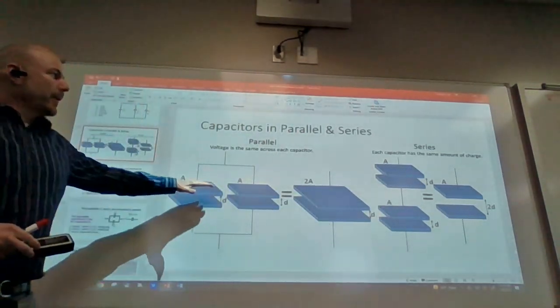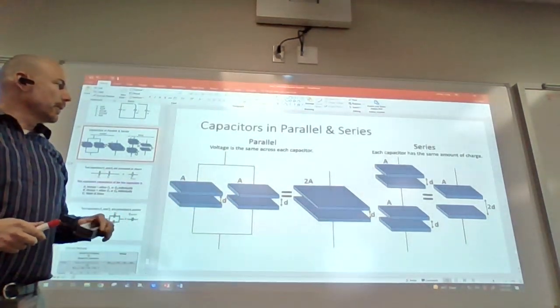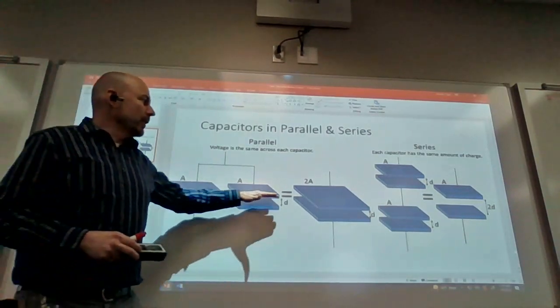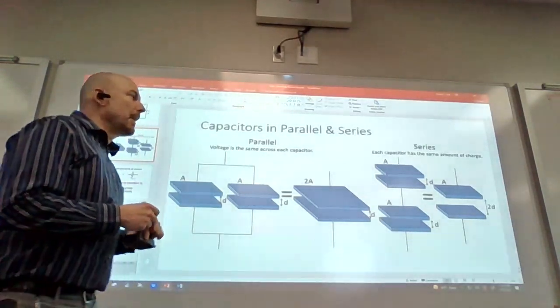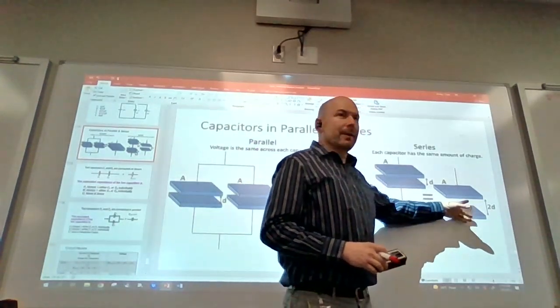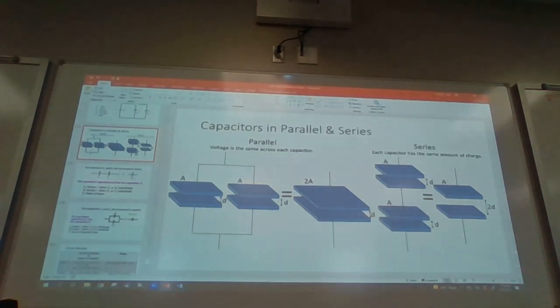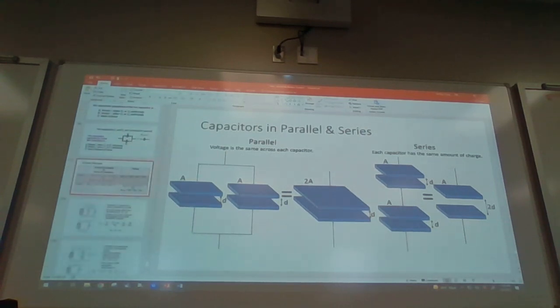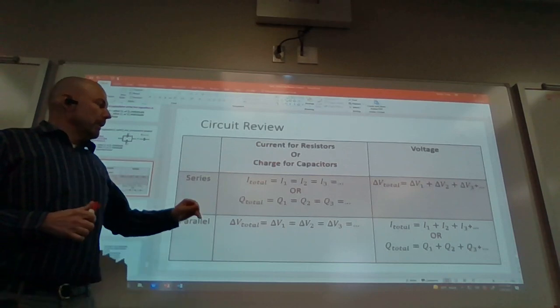So if you have parallel capacitors, you're essentially doubling the area, which increases the capacitance. If you have capacitance in series, that's essentially like combining the gap distance, which decreases the capacitance. You're adding their area and adding the distances. It's a bit more complicated. Okay, so here is the relationship for series and parallel.